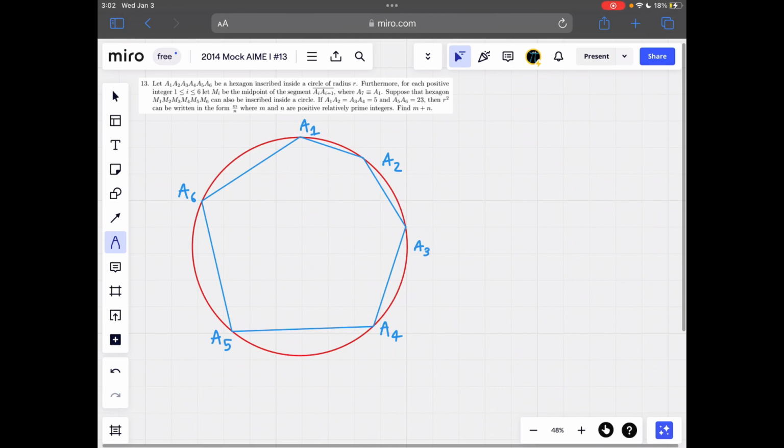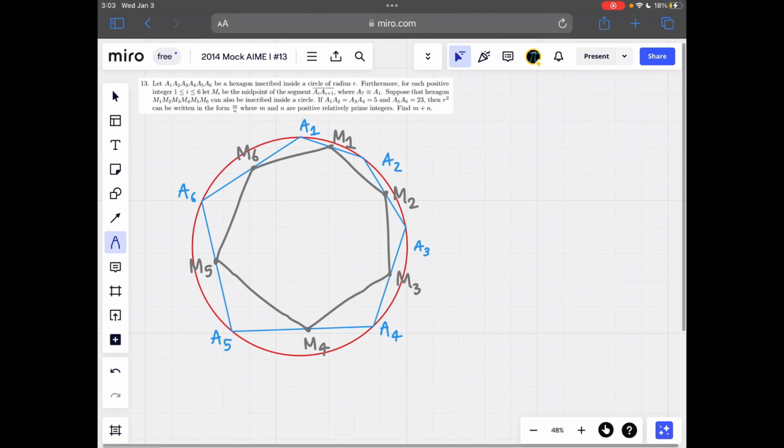We have hexagon A1, A2, A3, A4, A5, A6, and it can be inscribed in a circle of radius r. We're also given that the midpoints of its sides, which are M1, M2, M3, M4, M5, and M6, form a hexagon that can also be inscribed in a different circle. And we need to find the value of r if A1A2 and A3A4 are equal to 5, and A5A6 equals 23.